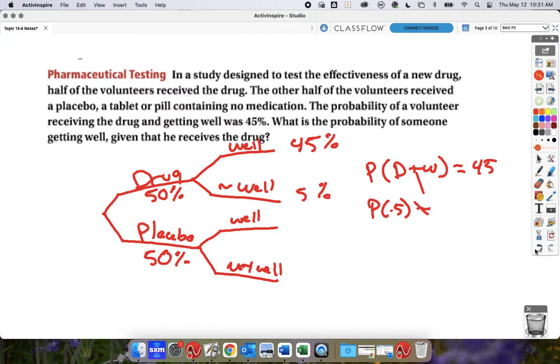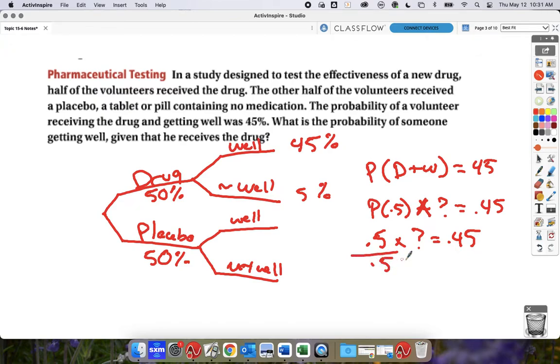Times. Do we know what the probability of people getting well is? We don't. That's going to be our question mark. So how do we solve for that question mark? If it's 0.5 times something equals 0.45, how do we get that missing part? We have 0.5 times something equals 0.45. How do we solve for that?